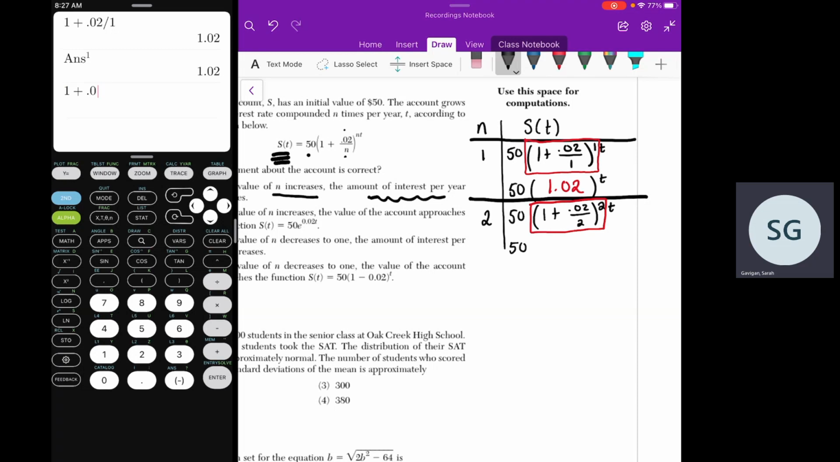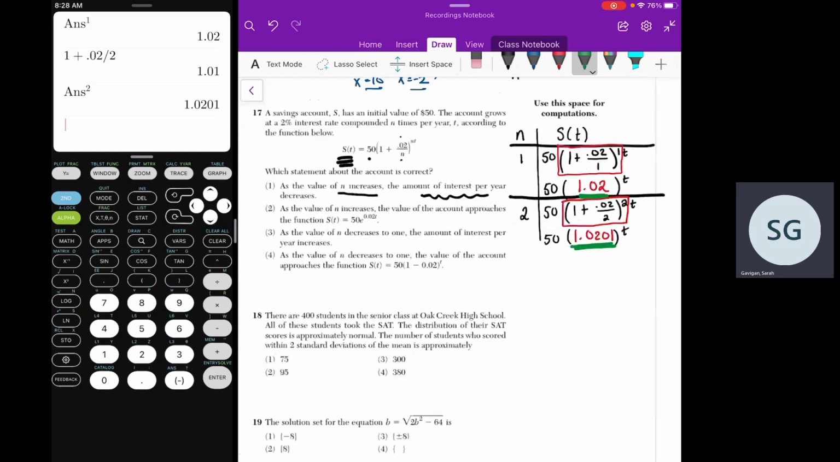So that 50 doesn't matter. So 1 plus 0.02 divided by 2. Hit enter before you raise it to the second power, or you can put parentheses. So what you get is 1.0201. So my multiplier went from 2% to 2.01%. So my interest rate is growing. Therefore, the amount of interest I'm going to get is also growing. So "as the value of n increases, the amount of interest per year decreases" is not true. It is definitely not choice 1.